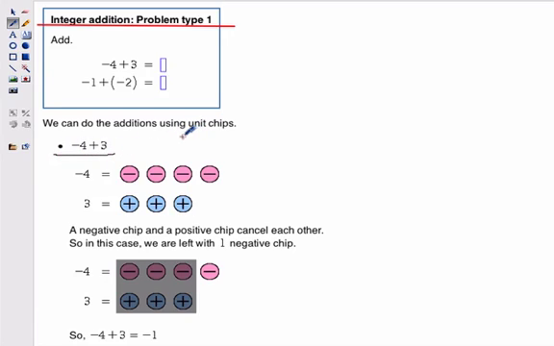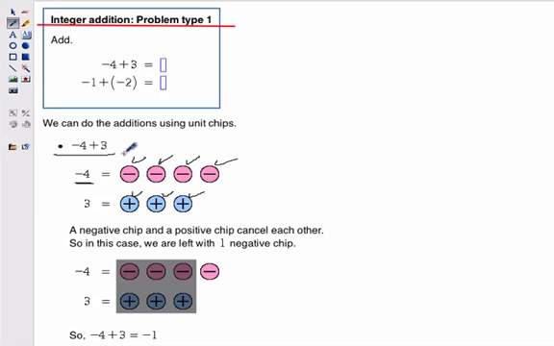We can do this a couple of different ways. Here's one way. You can think of chips or disks here. -4 represents four negative chips, and 3 can be 3 positive chips.